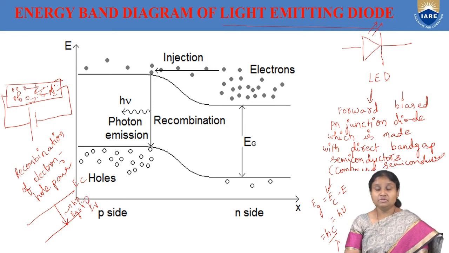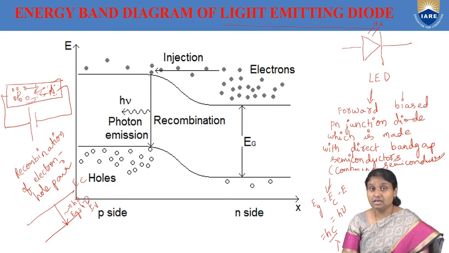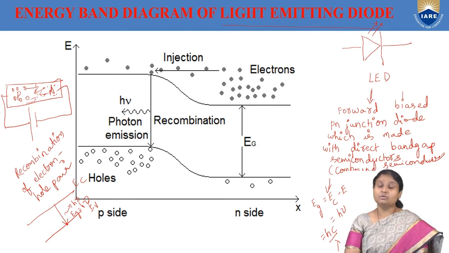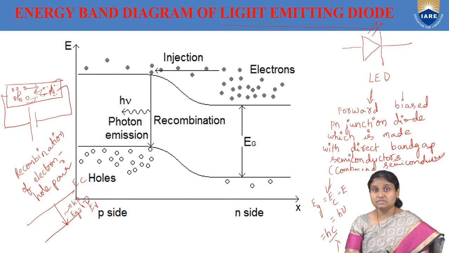So that's why we observe that in the case of LED, our input energy is forward biasing and our output energy is light. So our LED will glow once we forward bias it. That same thing we now try to show in the energy band diagram.